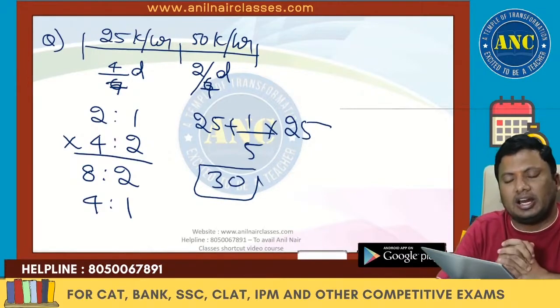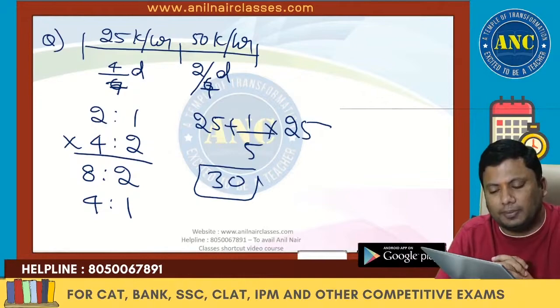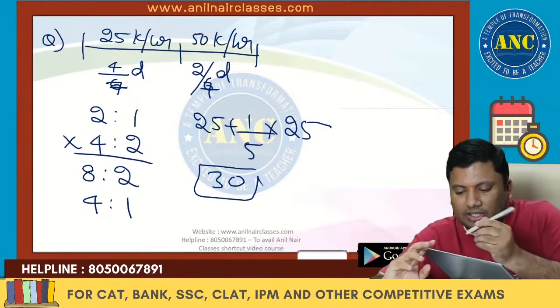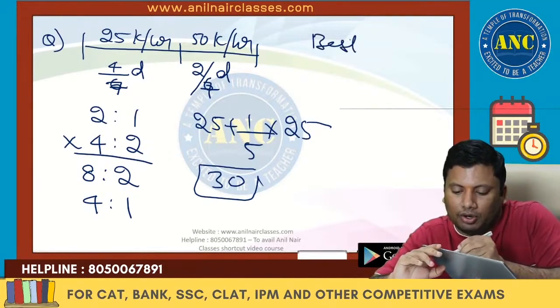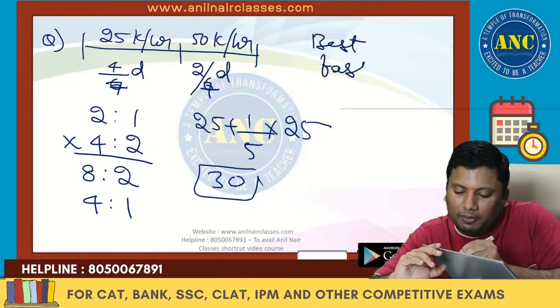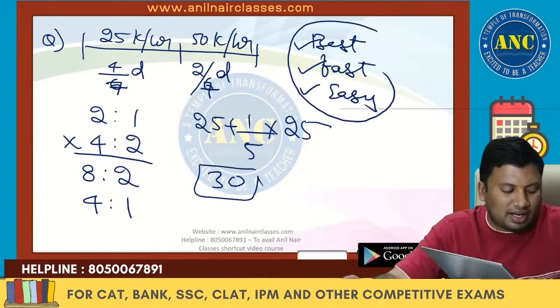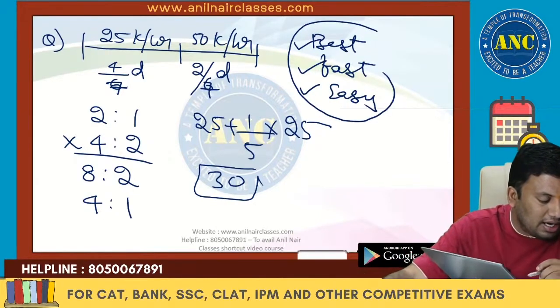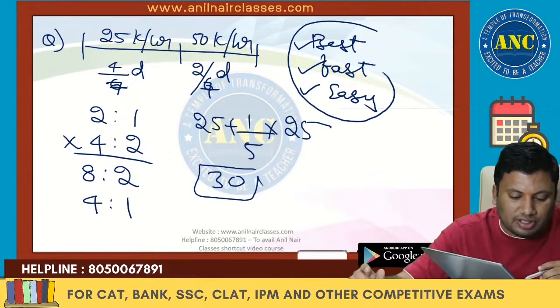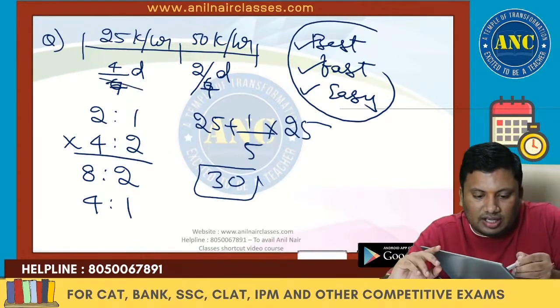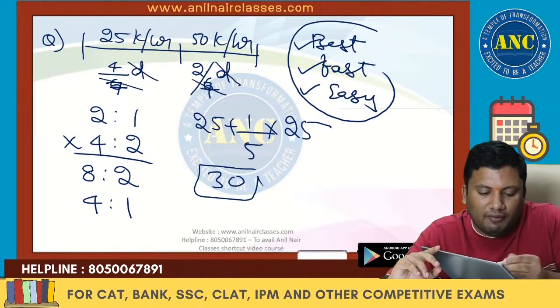Absolutely scintillating, conceptual, best approaches, right? Most of the students in Bangalore who have listened to my class compliment me: best approach, fast approach and easy approach. This is nothing but we have taken the ratio. Take 7, 7, DD cancel, 4 is to 2.